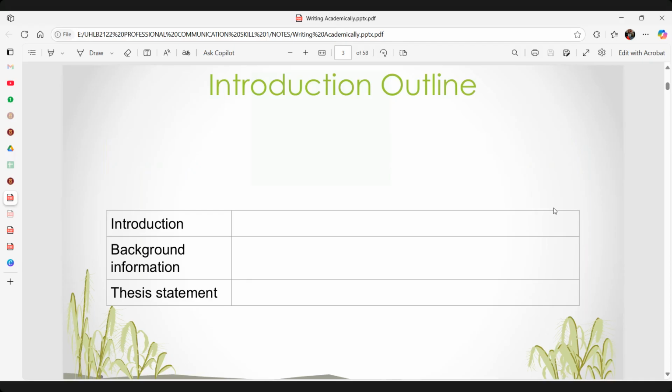Background information. The reason you need background information is that you need to give context. You need to tell the story of why you are writing about what you are writing. You need to give your reasons: I write this because of this and this and this.